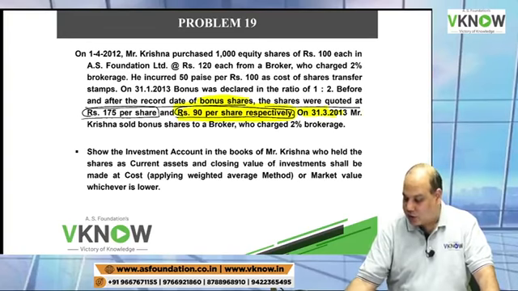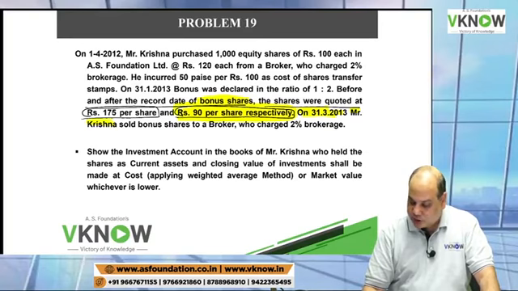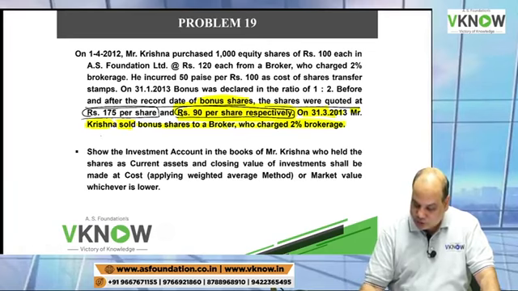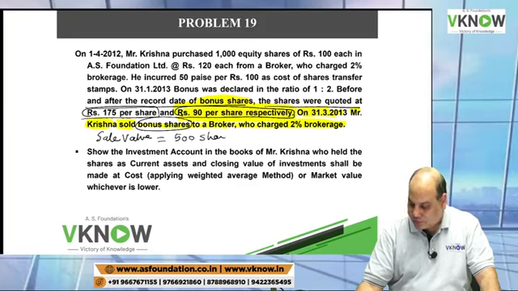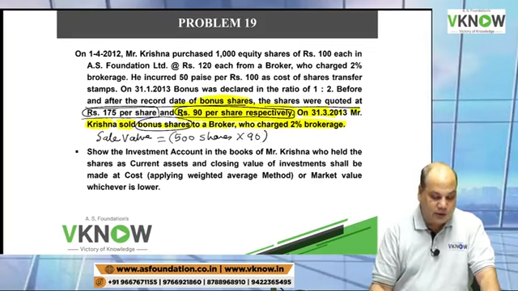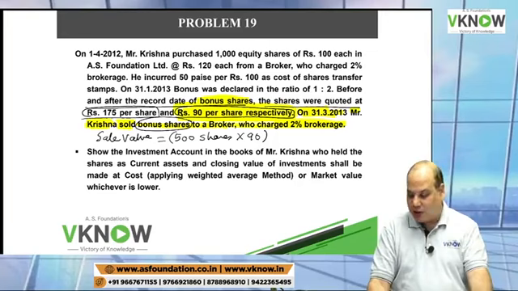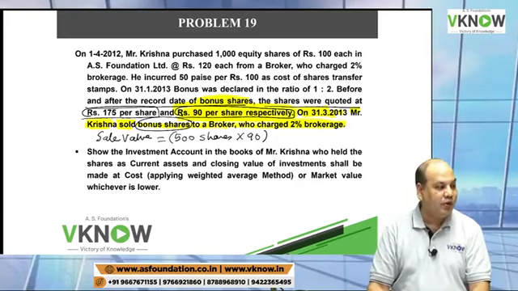On 31st March 13, Mr. Krishna sold bonus share to a broker who charged 2% brokerage. So what is the sale value? Mr. Krishna sold bonus share. Bonus share means how many shares? It means 500 shares because he had received 500 shares. At what price will he sell? Will he sell at 175 or will he sell at 90? So the answer would be 90.